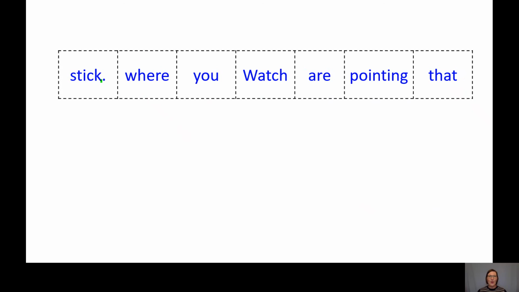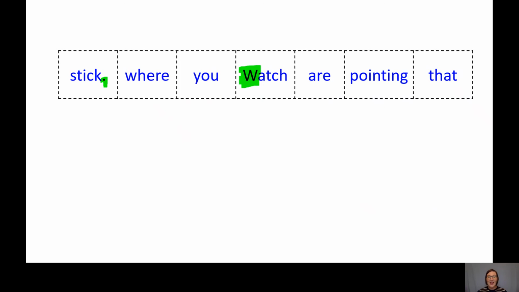I've got another one here for you. Stick where you watch are pointing that. That doesn't make sense, does it at all? Can you help me again? Spot where the capital letter is and the full stop. Did you see it? Yes, that's where our capital letter is. And our full stop's at the beginning this time. That's not in the right place, is it? So let's unjumble that sentence. Pause the video here and have a go at doing that.